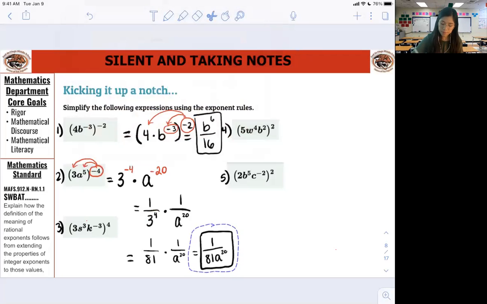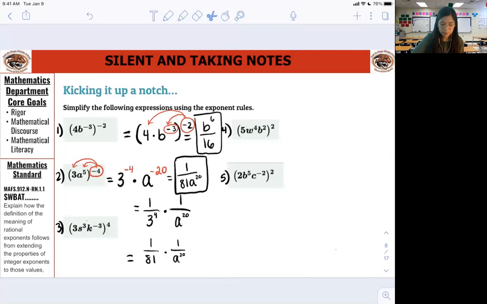For the ending, you couldn't multiply it because of the variable, so you just put them together. Yeah, they're still being multiplied. 81 and a to the power of 20 are just being multiplied. But remember, when you have a number next to a variable, we already know that's multiplication. 81a is just 81 times a. All right.